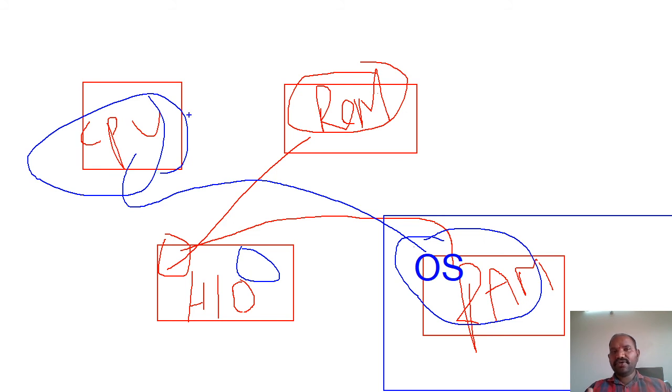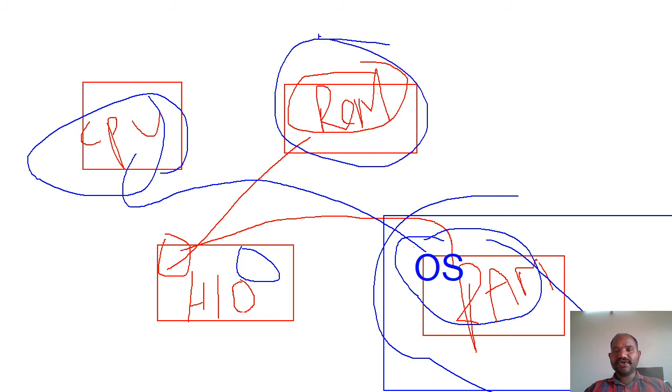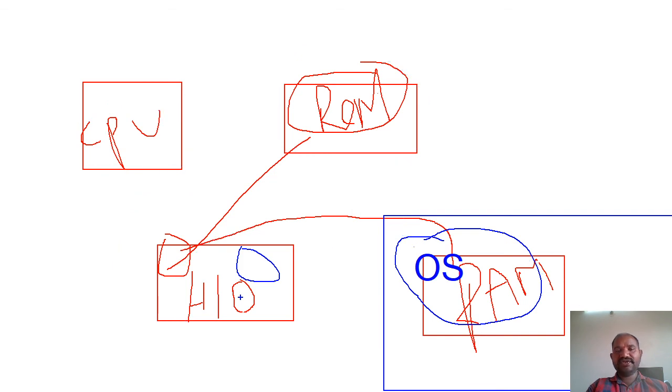Now, remember one simple statement: whenever the CPU is running, if someone asks you where exactly the CPU is running, you simply say that the CPU is running inside the RAM. It is not running inside the ROM. It is not running inside the hard disk. Hard disk is a secondary storage device to store the information.